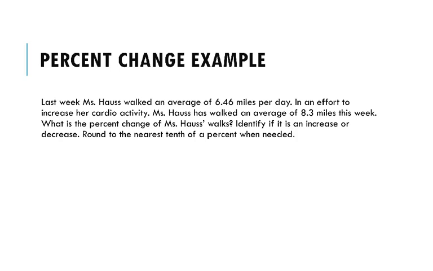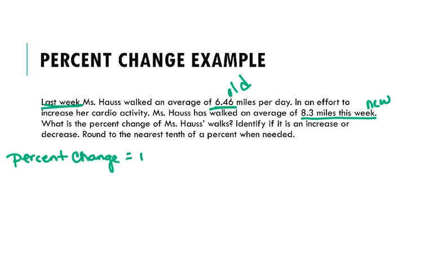So, underlining the parts. So you have 6.46. That says last week, so that tells me this one's going to be your old. And then she's walked 8.3 this week, so that tells me this is going to be new. So writing the formula, you have percent change is equal to new minus old all over old.